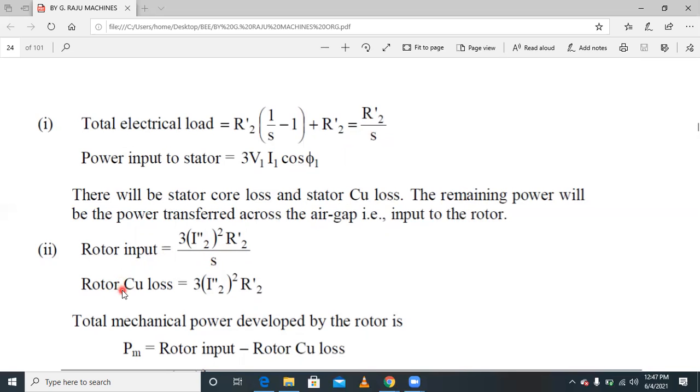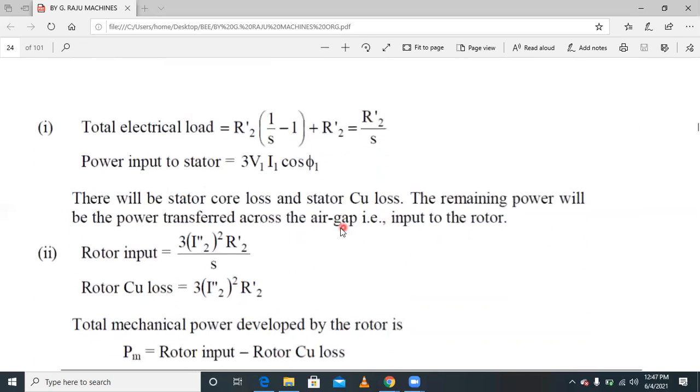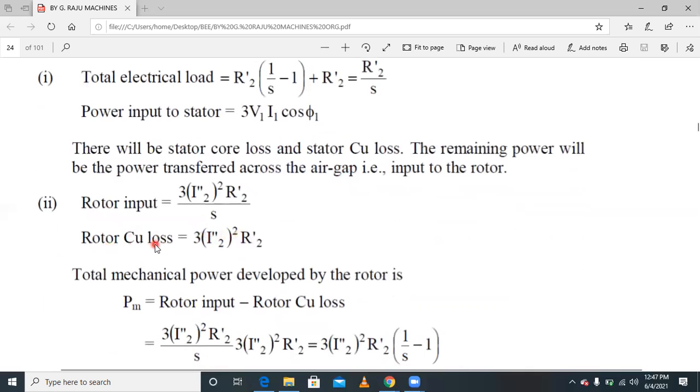Then the rotor copper loss: the rotor has some resistance, and the rotor copper loss takes place in the rotor winding or conducting bars, copper or aluminum bars in a squirrel cage, and winding in a 3-phase slip ring induction motor. The rotor copper loss is 3 I2² into R2. Then the rotor input is 3 I2² into R2/S.